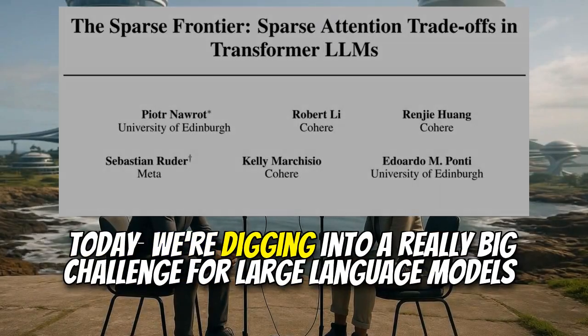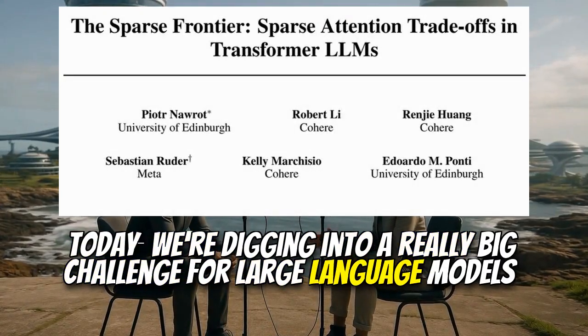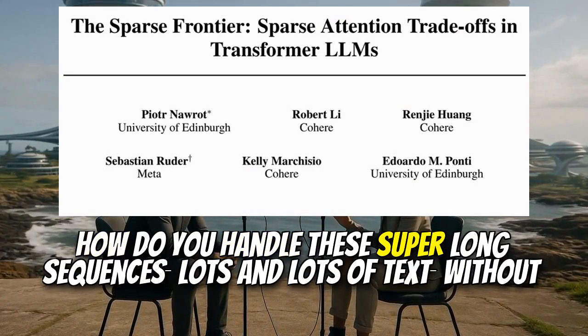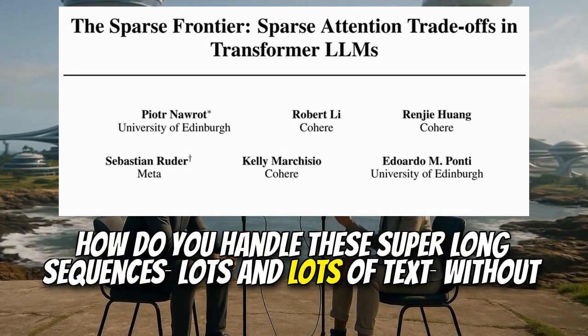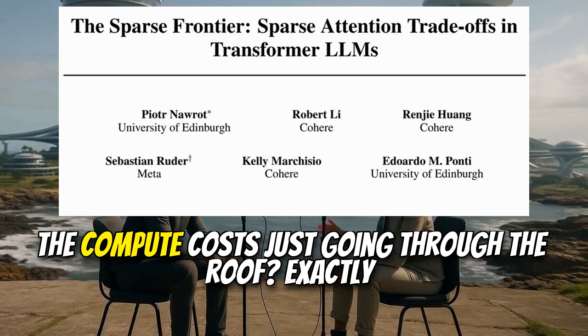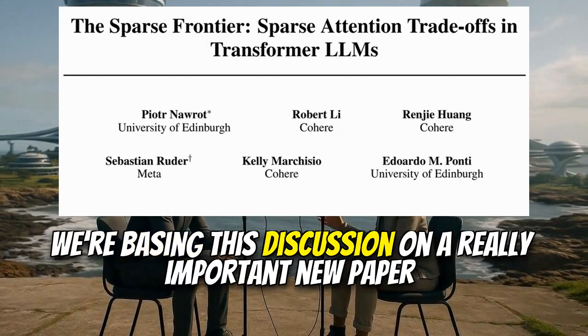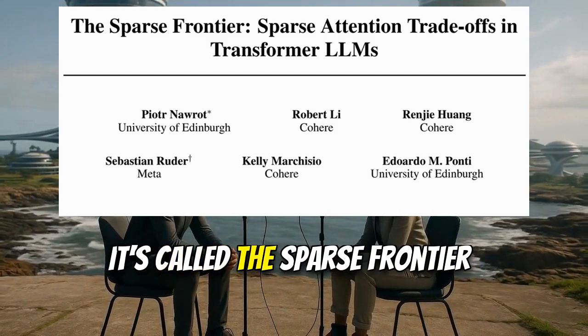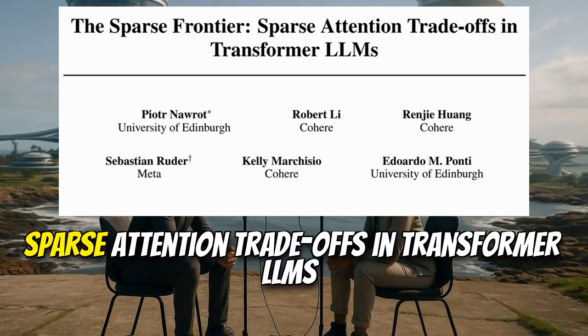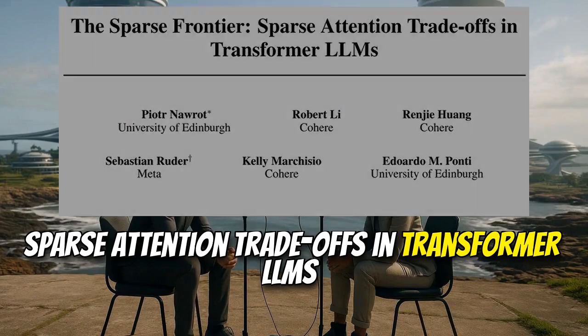Today, we're digging into a really big challenge for large language models. How do you handle these super long sequences, lots and lots of text, without the compute costs just going through the roof? Exactly. And we're basing this discussion on a really important new paper. It's called The Sparse Frontier: Sparse Attention Trade-offs in Transformer LLMs.